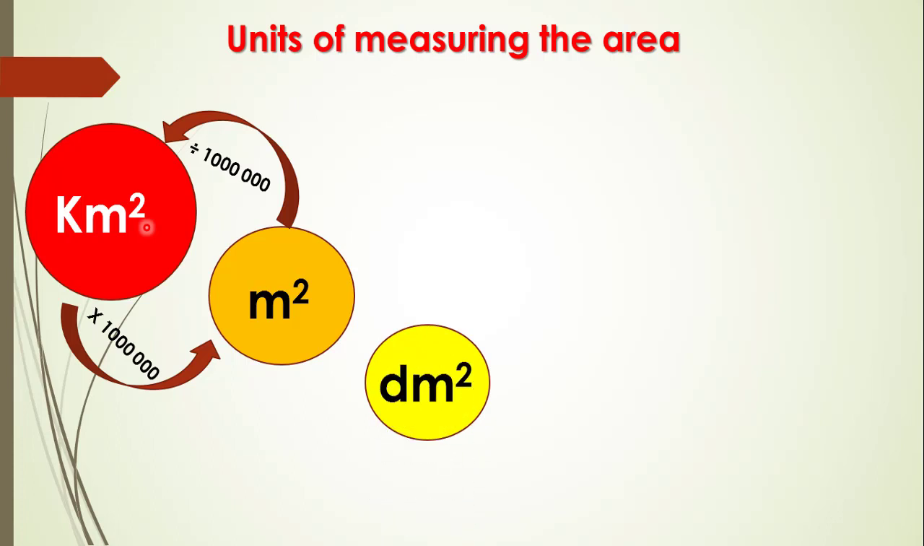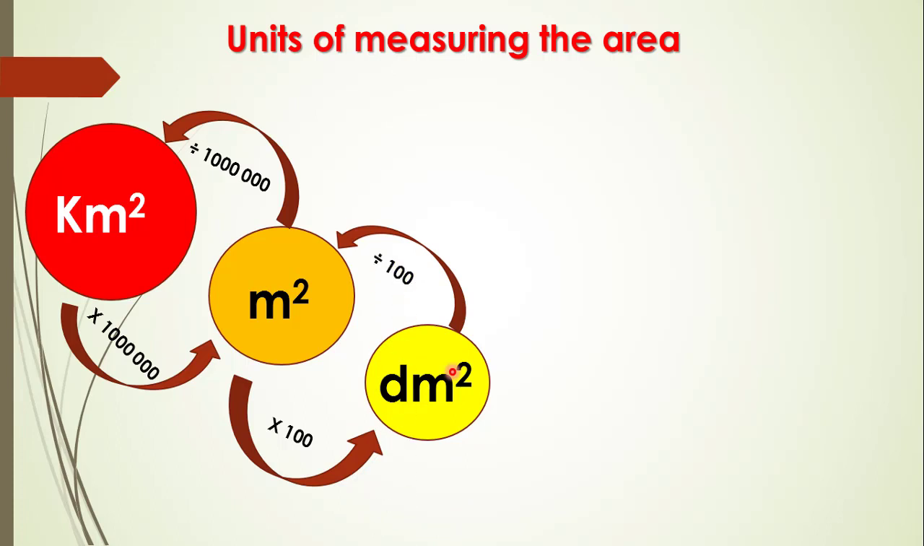Also we have decimeter squared. 1 meter squared equal 100 decimeter squared. So if I want to convert from meter squared to decimeter squared, we will multiply by 100. And by the same way, if you want to convert from decimeter squared to meter squared, divide by 100.